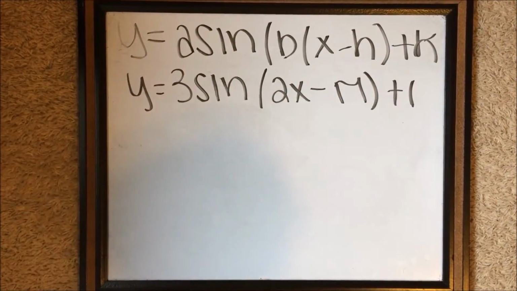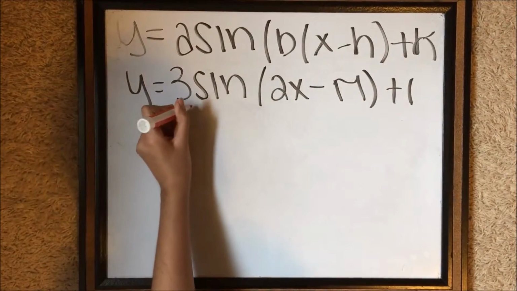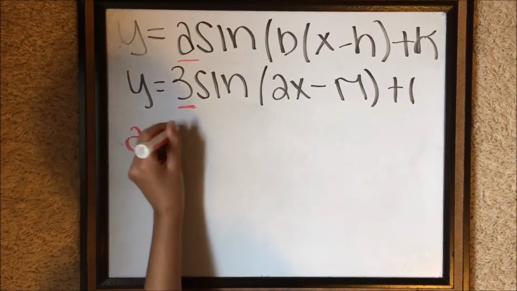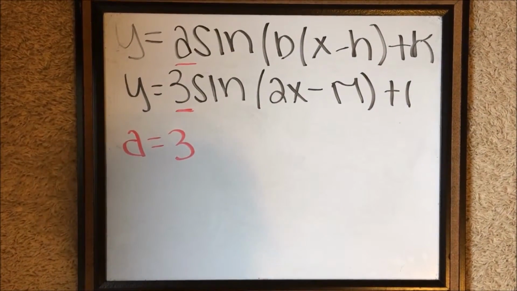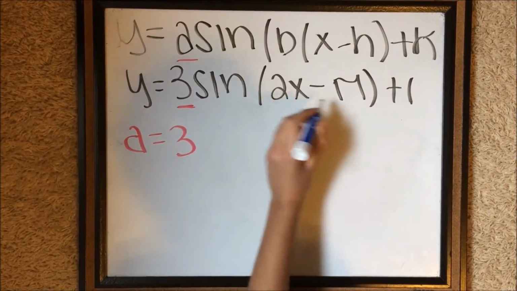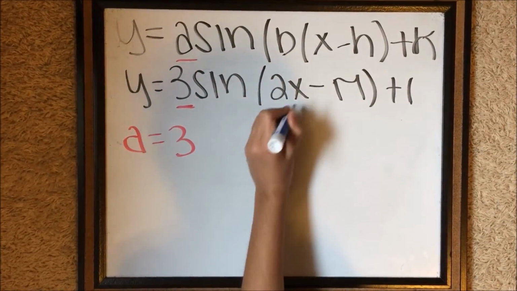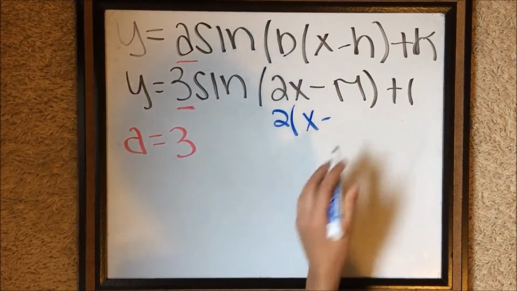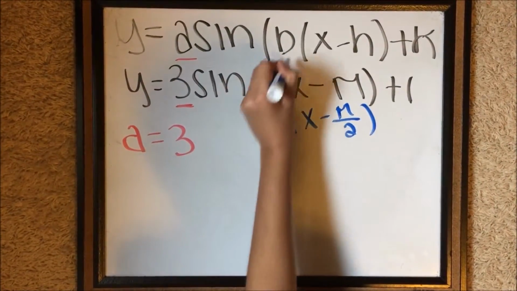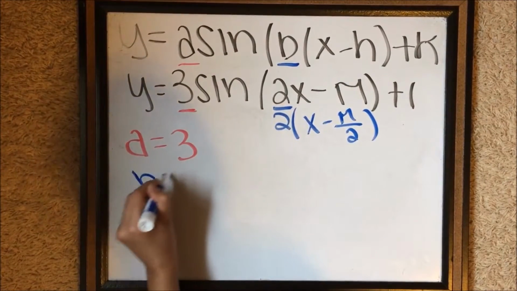So our a value is always in front of the sine. So our a value in this case is 3. In order to find the b value, we have to factor it out. So we would factor out 2. So it'd be 2, and then x minus, and then we would divide the pi by 2. So that would be pi divided by 2. So our b value is 2.